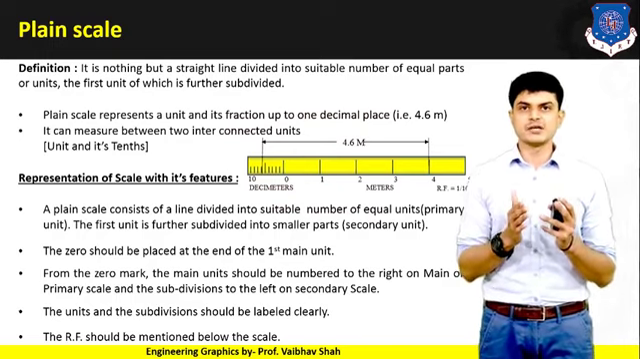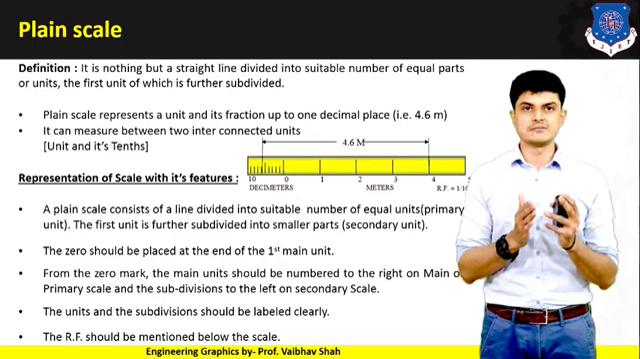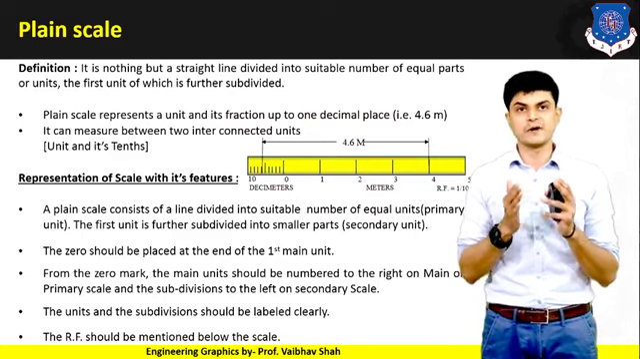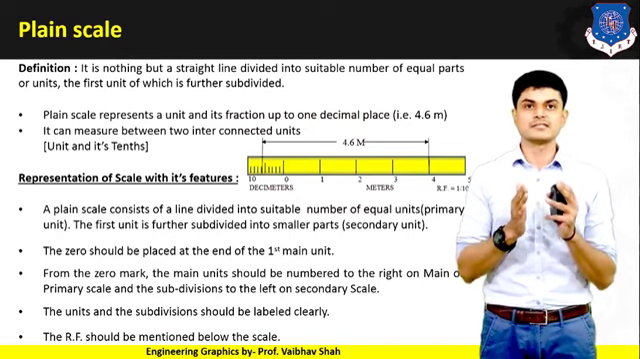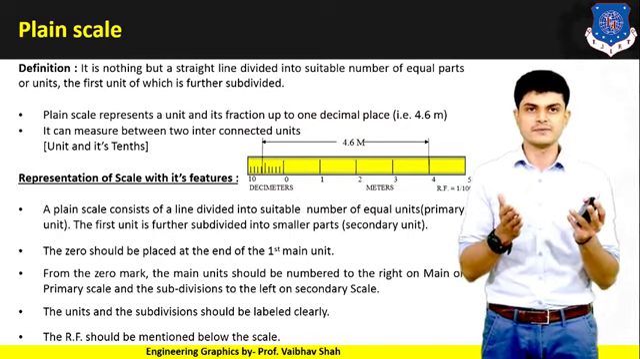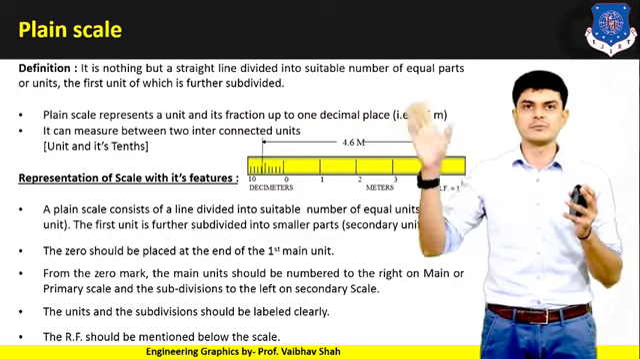Plane scale represents a unit and its fractions up to 1 decimal place. Means you can measure 4.6, 4.7, but you can't measure 4.65, and you know that, right? So you can measure a unit and its fraction up to 1 decimal place.